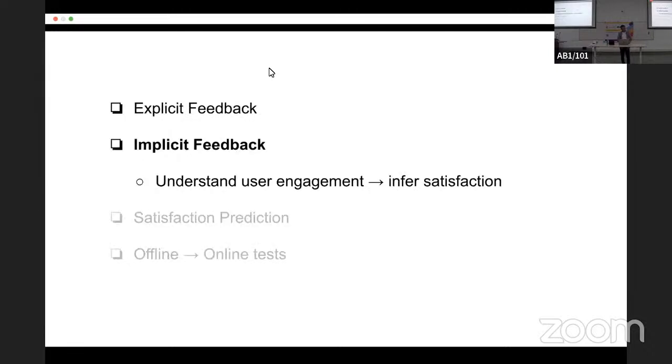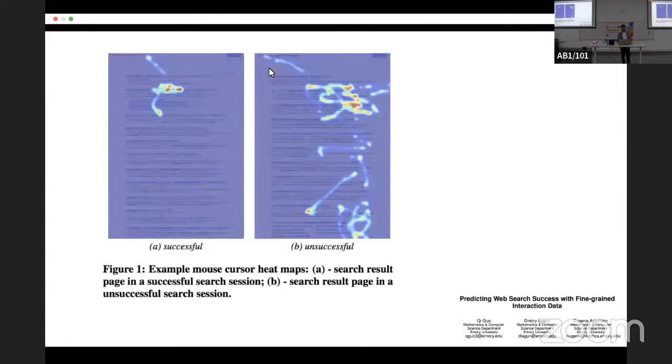The other is implicit. We've talked about that earlier in the first session. Here we want to understand user engagement to infer satisfaction. This is where people do very fancy stuff. Today in the morning, somebody was talking about logging. Now look at what all people log. This is mouse cursor movement. When you go to the search engine page, you know the user's mouse is hovering here, here, here, or the user is going here.